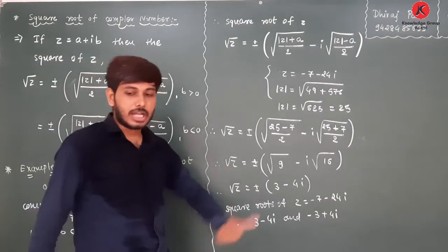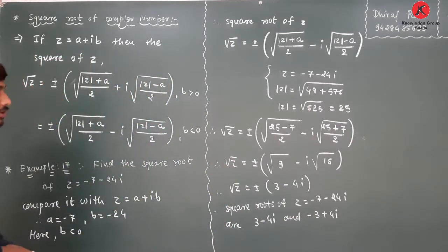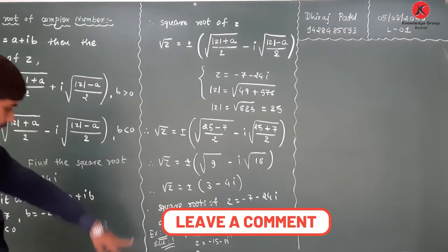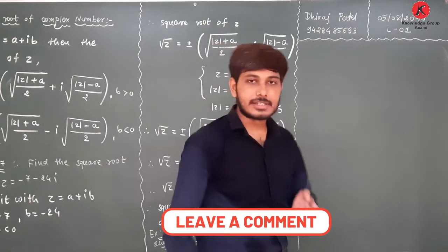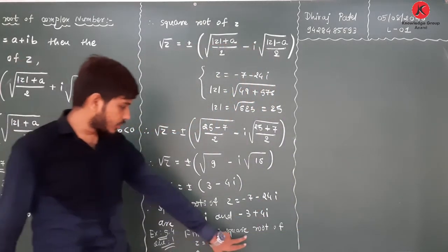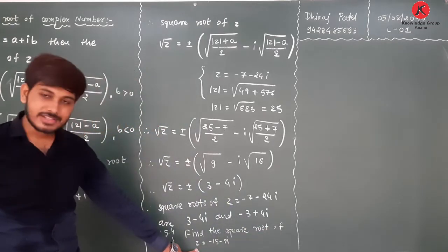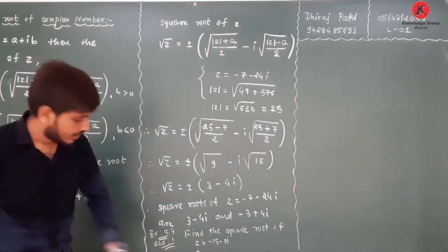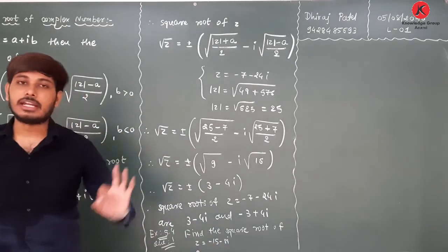Clear? Now let's go to the next question. Now the next question, exercise 5.4, question number 1. Find the square root of z = -15 - 8i. First, check whether it is in standard form or not.